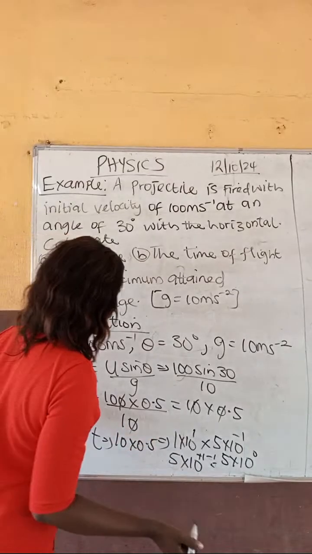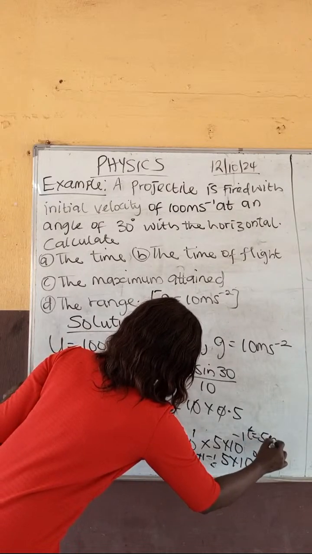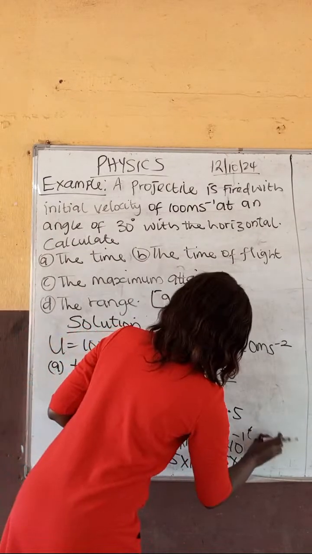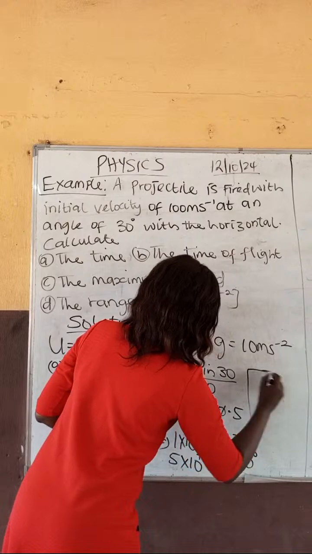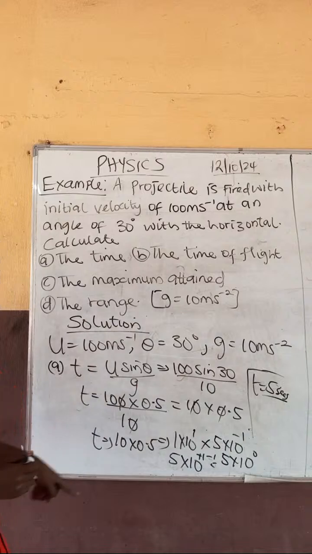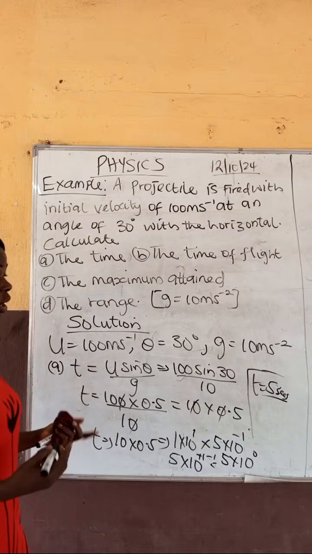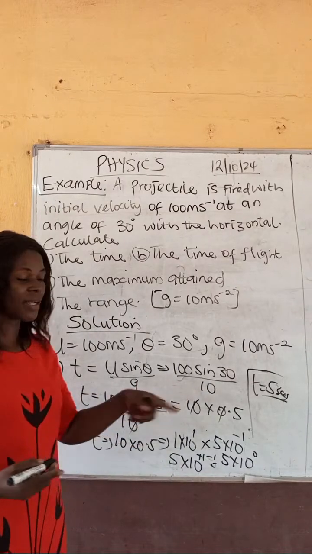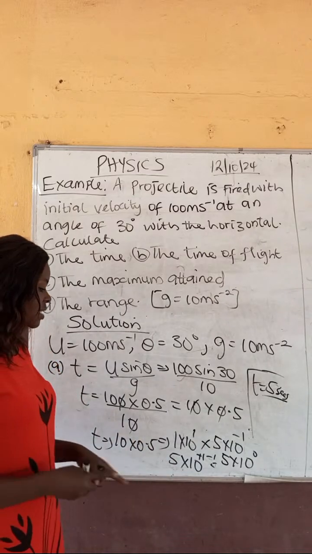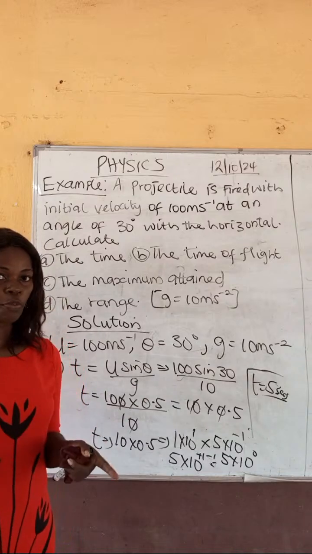So we can say that our time is what? 5 seconds. I believe you understand. Let me bring it down by saying that my time is 5 seconds. But then you can use your calculator and just multiply it from here and get your answer. But in case you don't have a calculator, you still want to know how I got my answer as 5, I now change it to standard form. I use the law of indices to work on the powers, and I still get the answer as 5 seconds. I hope you understand that.